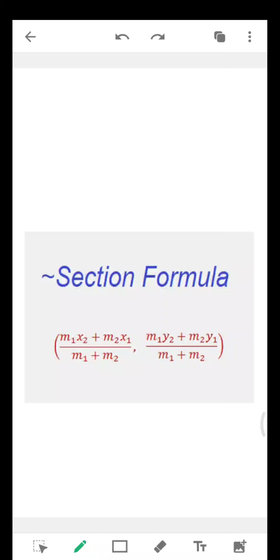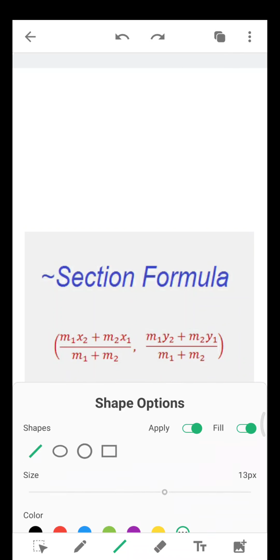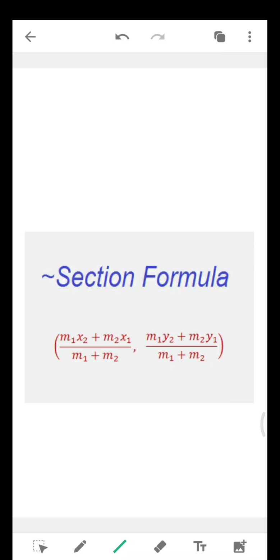Welcome back everyone. In today's session we are going to continue the application of section formula in solving different questions. So in the last session we have seen this formula and I said this is section formula. I even said where we use this formula. Okay, we'll just recall it once. This formula is used to find the point.